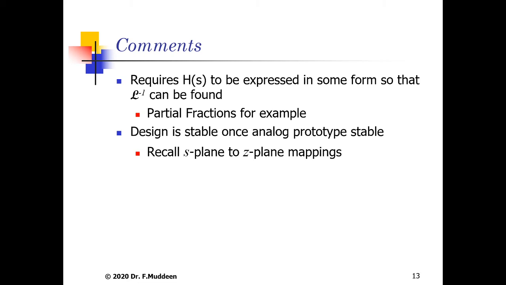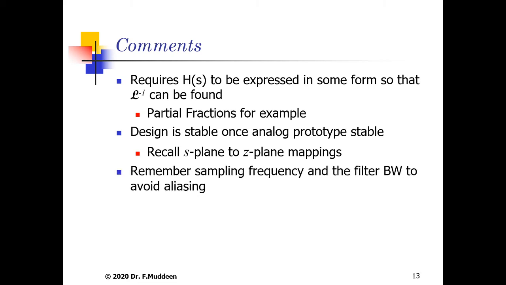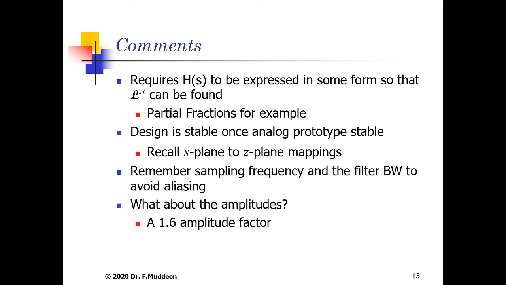The final thing we need to make sure is that the sampling frequency and the filter bandwidth are chosen such that they satisfy the Nyquist frequency, or Shannon's sampling theorem. That means the sampling frequency must be at least twice the filter's bandwidth to avoid any aliasing. The amplitudes, on the other hand, tend to have a scaling factor. In this particular case, there was a 1.6 amplitude factor.